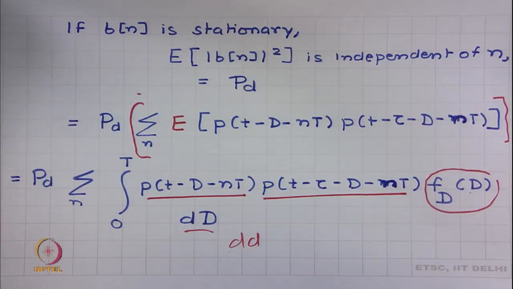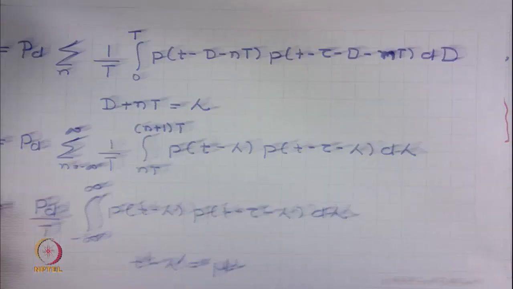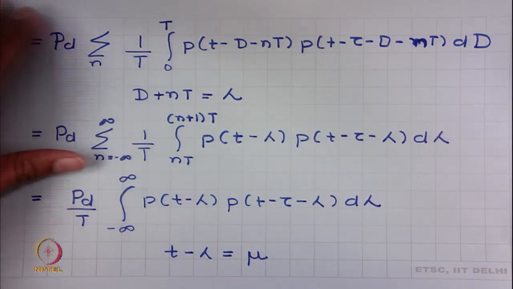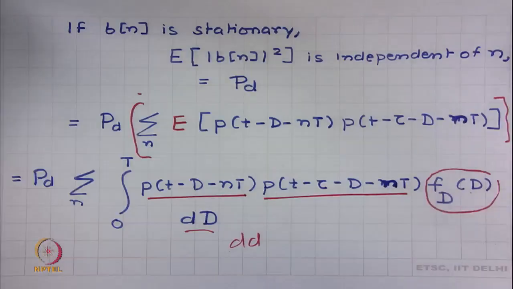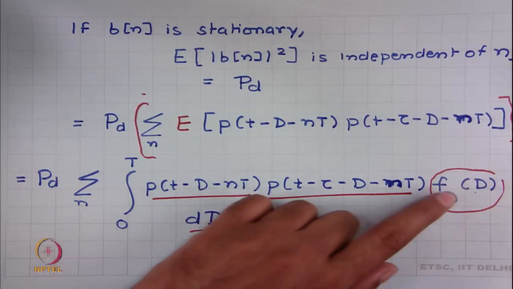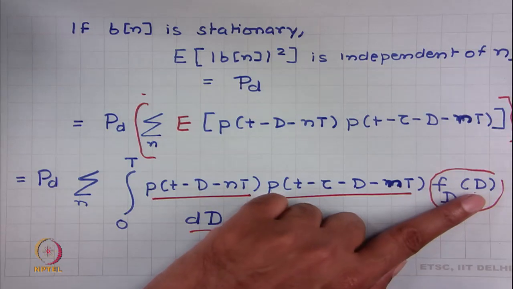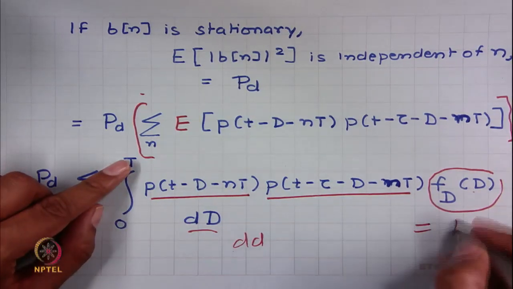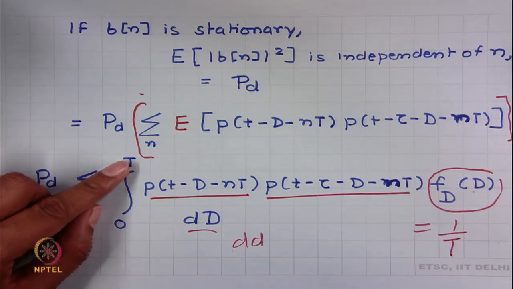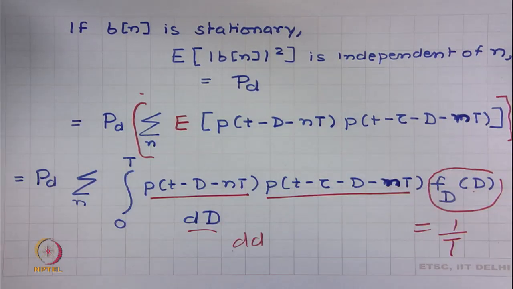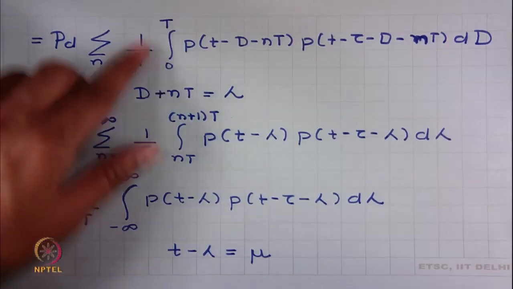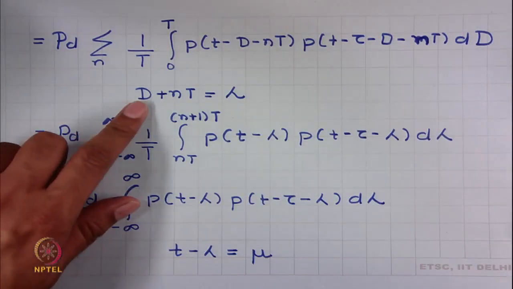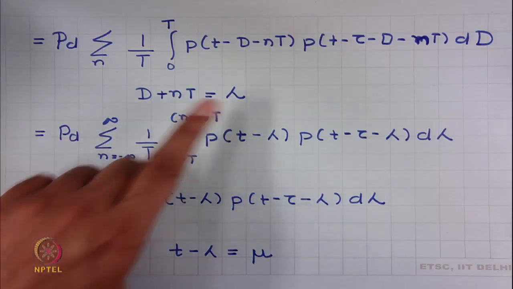Let us see to solve this. Solving this just involves some change of variables. So, first thing that I did is I have replaced f d by d. If it is a uniformly distributed random variable between 0 to t, this f d d would just be 1 by t. Okay. So, putting this value there, what we get is 1 by t, the same thing as before. Okay. Now, changing d plus n t to lambda.